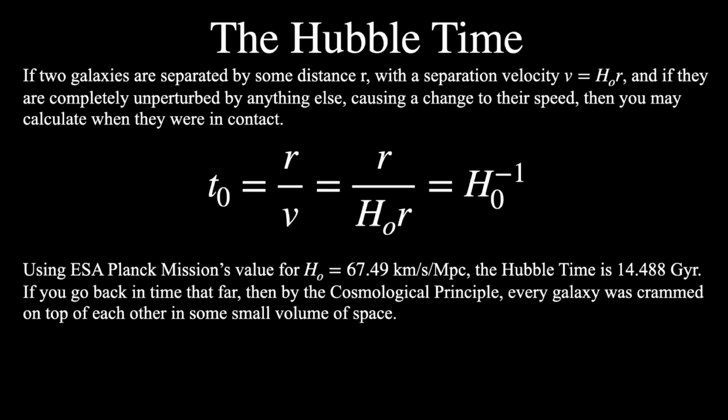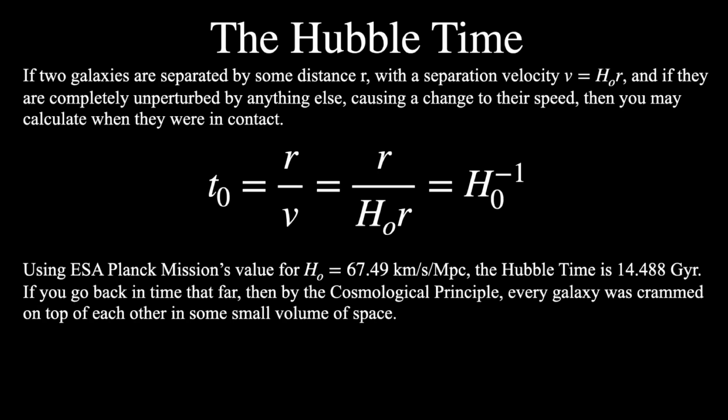Therefore, we can then try to solve for a time. If we take the distance to an object divided by its velocity that's rushing away from us, and we notice, wait a second, the velocity is simply equal to the Hubble constant times the distance, the distances cancel out, and we get the inverse of the Hubble constant. And that gives us a time, a characteristic time. Now, if we use, let's say, the Planck mission's value for the Hubble constant, which is 67.949 kilometers per second per megaparsec, then we get the Hubble time equal to 14.488 gigayears or billion years.